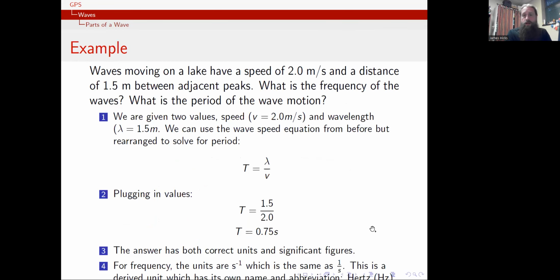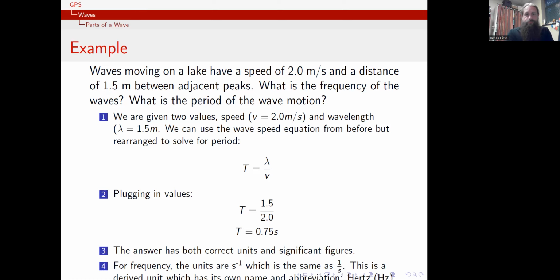Well, now let's work out a little bit of a more detailed example. So we are given that waves moving on a lake have a speed of 2.0 meters per second, and there is 1.5 meters between one peak to the next peak. We've got to figure out what the frequency of the waves is and what the period is.